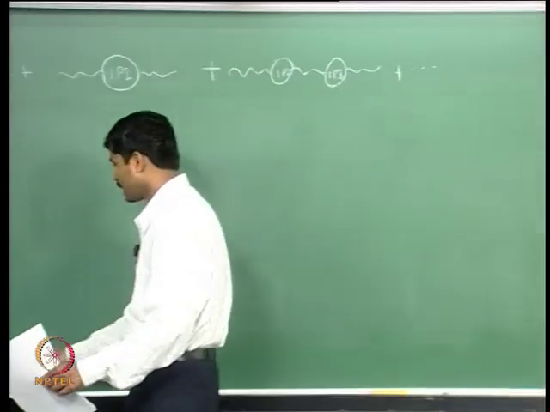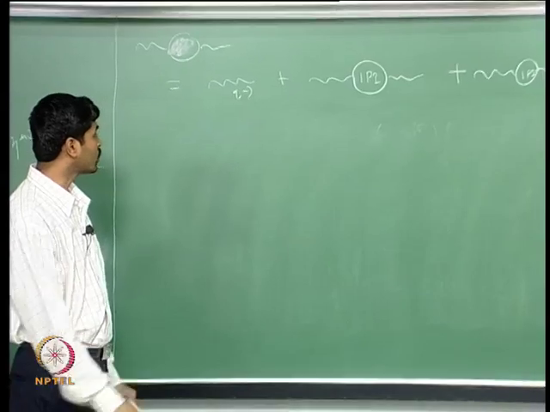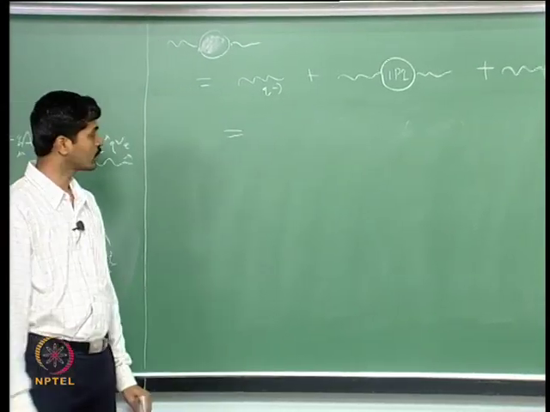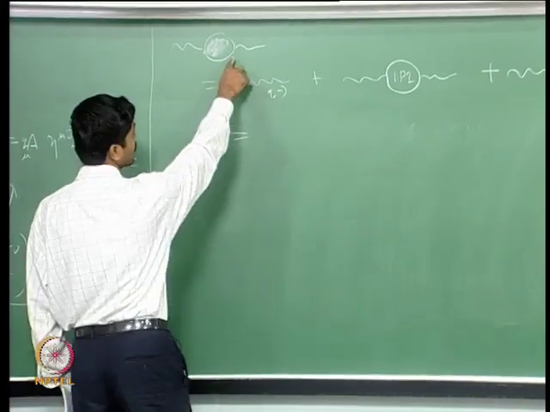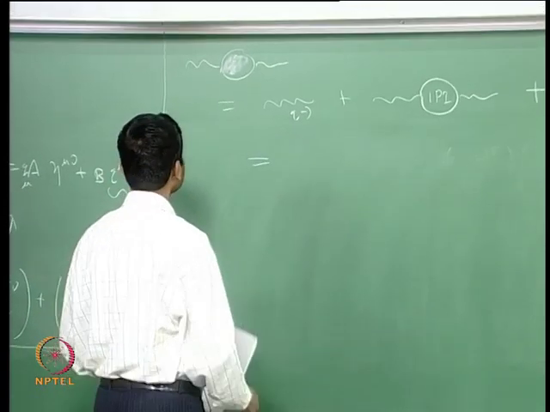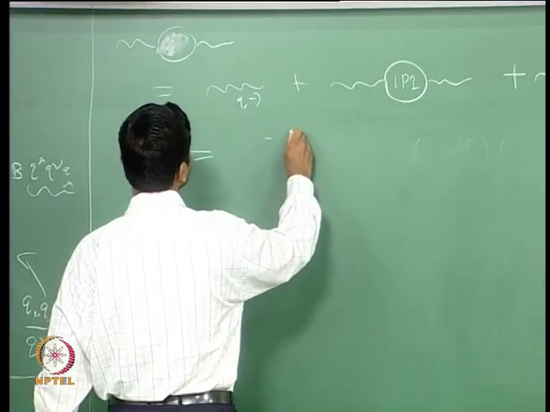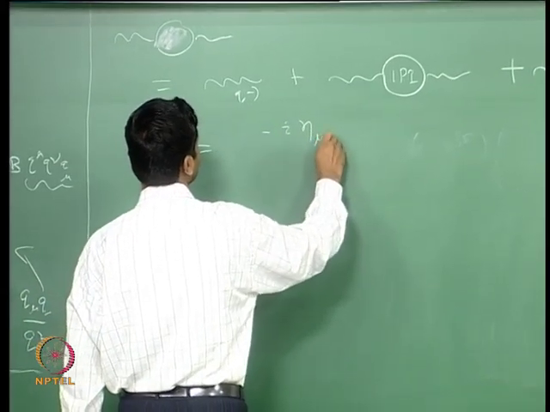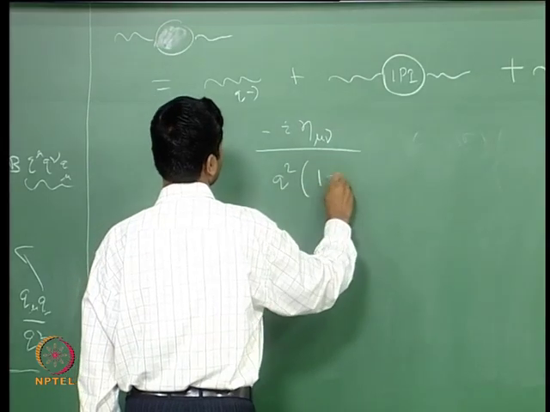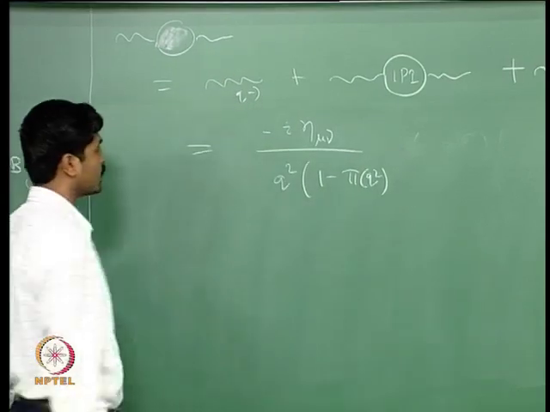So, you can see that the Ward identity plays a very important role here. Without doing explicit computation, we can tell the form of the exact propagator by using the Ward identity, and for the photon propagator, this is simply given by minus i eta mu nu divided by q square times 1 minus pi of q square. This is the propagator.